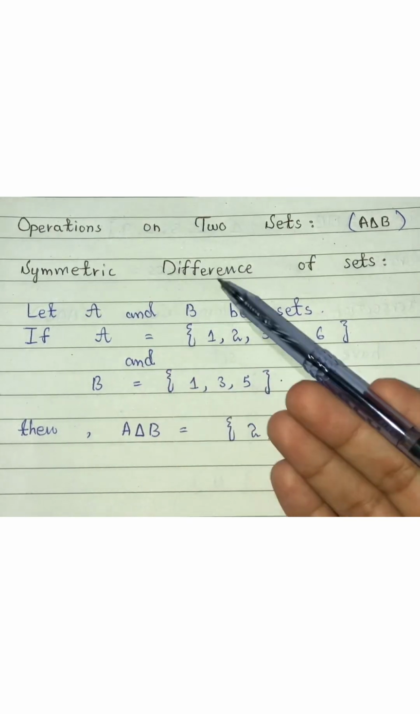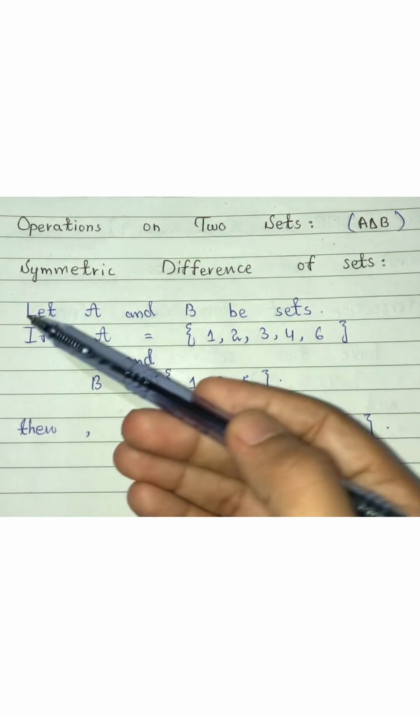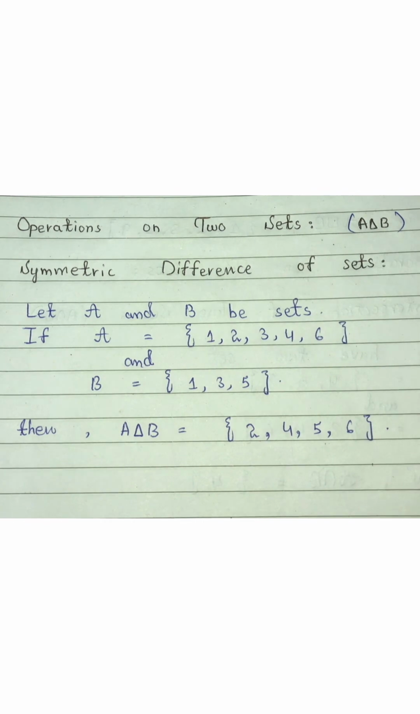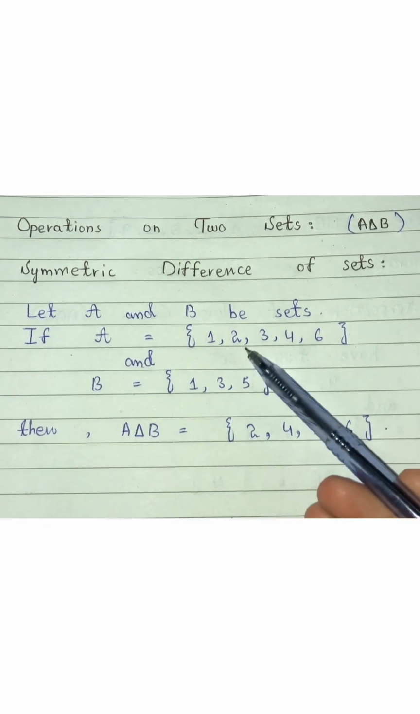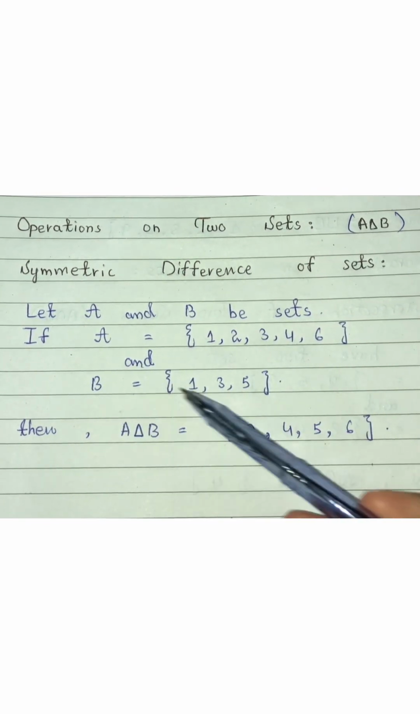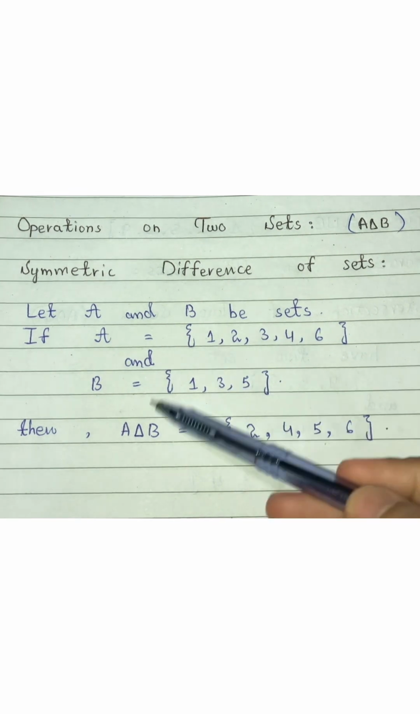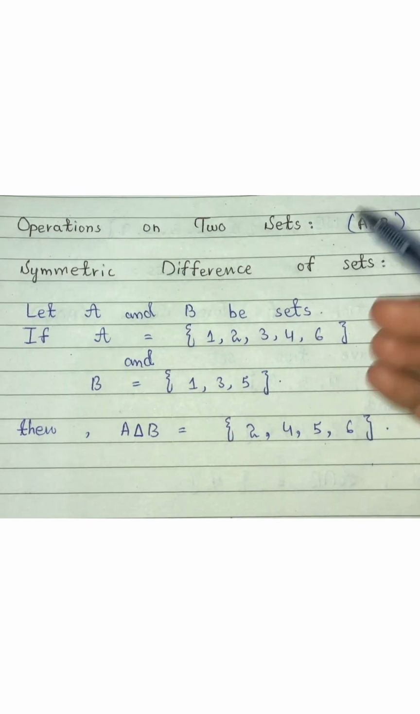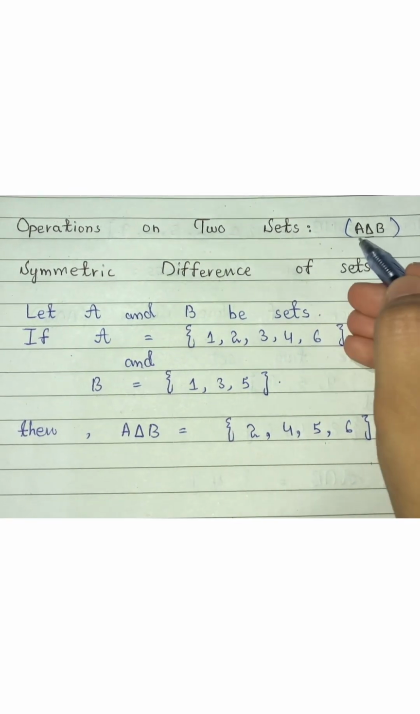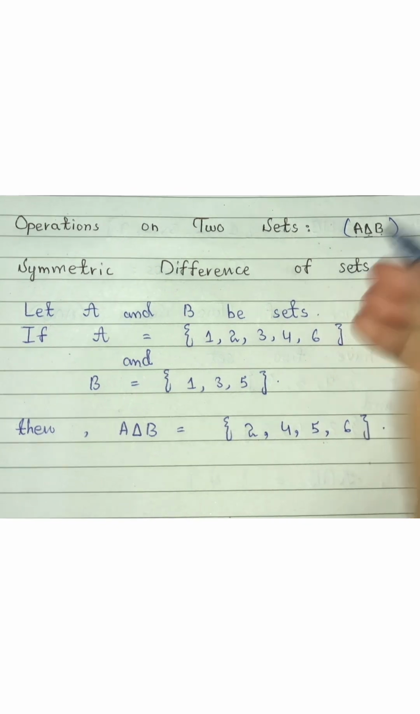Now we have a symmetric difference of two sets. Let set A and set B be sets. If A is equal to 1, 2, 3, 4 and 6 and B set is equal to 1, 3 and 5, how we will find its symmetric difference? First of all, it is denoted by this sign and read as A symmetric difference B.